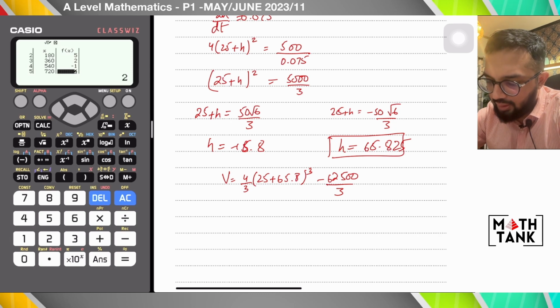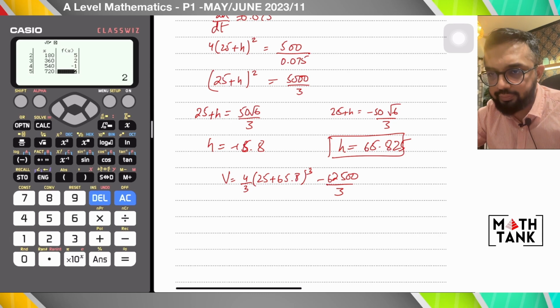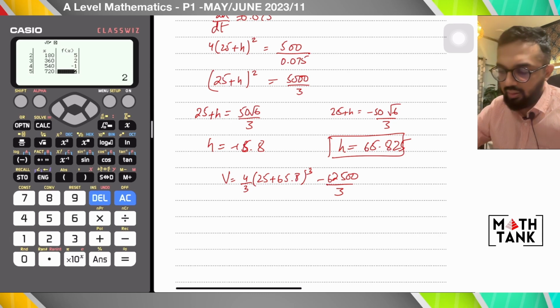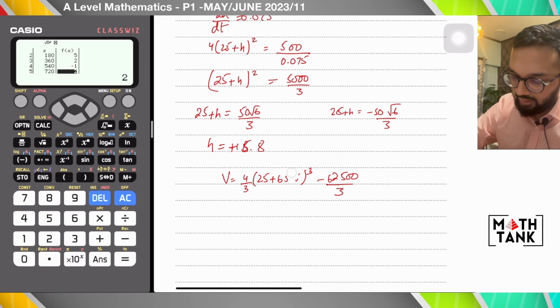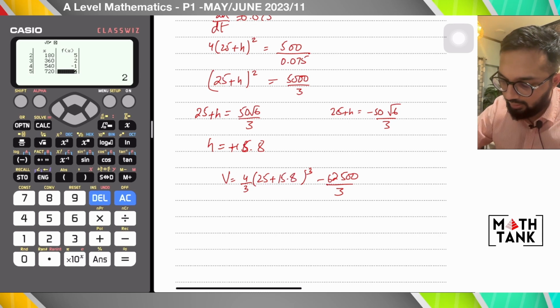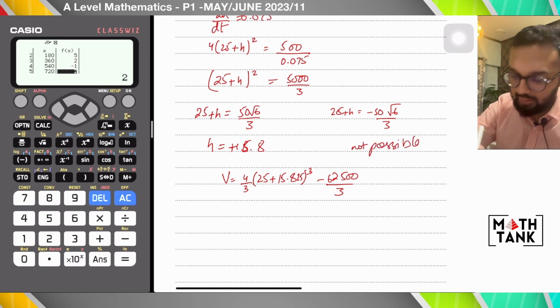I'm getting a very large answer. I may have made a mistake somewhere. Let's check. Oh, my bad. I've done the calculations wrong. It's 15.8. And this one is the negative sign, so I'm going to erase that. Terrible calculation there. Yeah, 825. This one is not possible. Okay, let's calculate that again then.